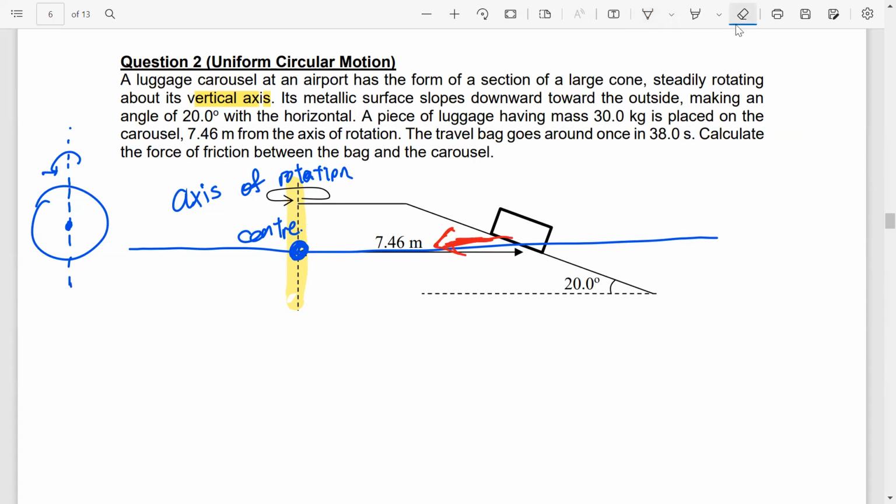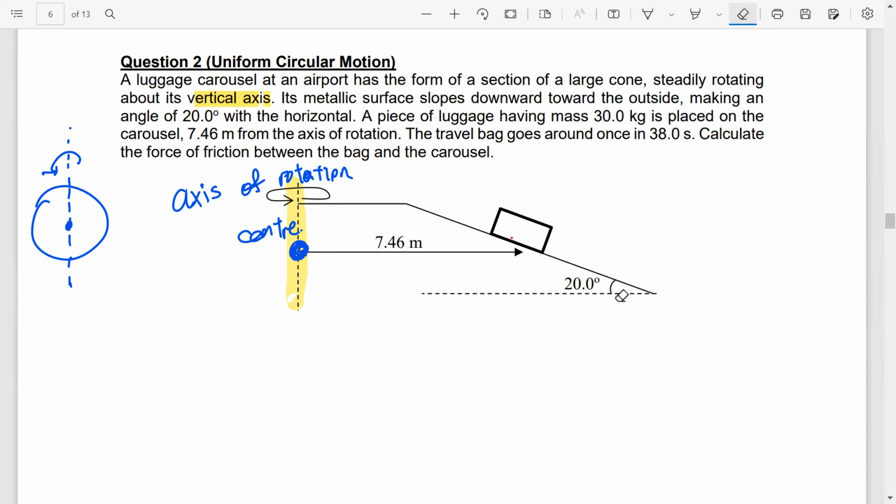Okay, so that will be the center of the circle. What this question is talking about is this thing called a luggage carousel, those luggage belts where, when you come out of the airport, you take your luggage. Now for Changi Airport, this thing is almost flat.